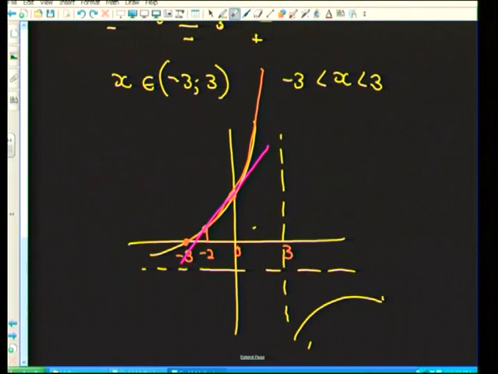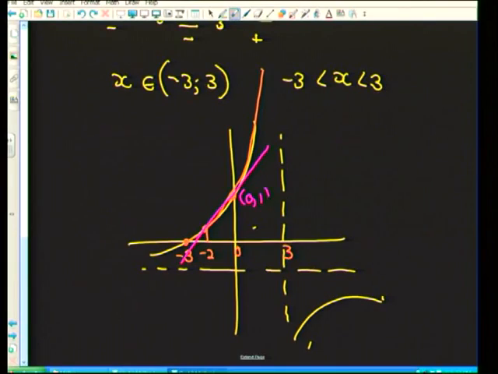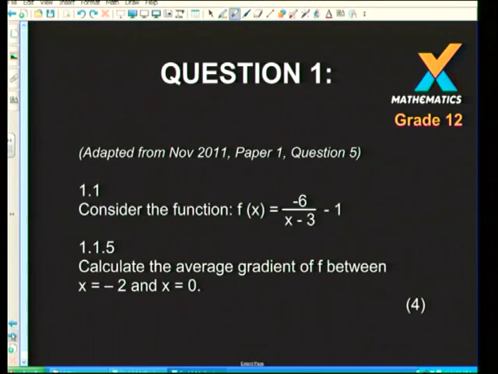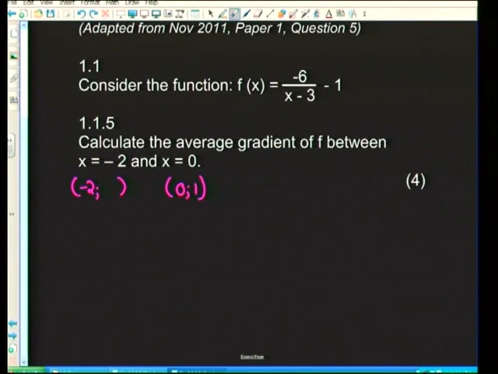Because what we're going to do is use the 2 coordinates. We already know this one. It's 0, 1. And we need to find that one, which won't be such a problem. So let's go to the question. We know that this is going to be 0, 1, and this one must be minus 2 something. How we find the something is we substitute x equals minus 2 in this equation.